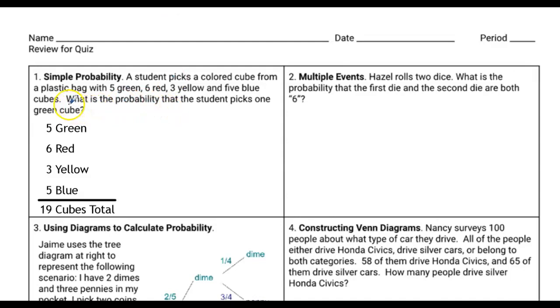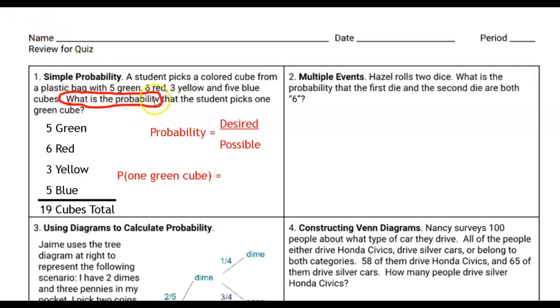So the question is asking for a probability that the student picks a green cube, and probability is a fraction with the denominator being all the possible choices and the numerator being all of the desired choices. So if we're looking for the probability of one green cube, we put capital P, parentheses, one green cube. And the desired outcomes, well, there's 5 green cubes for sure. And there are 19 possible cubes that could be drawn. So 5 divided by 19 is our answer.